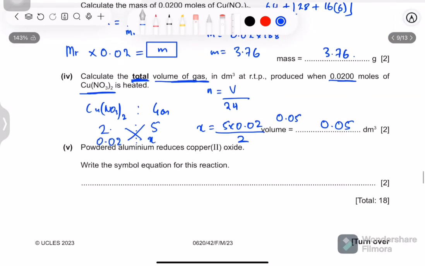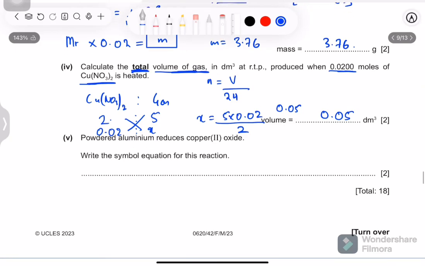Next, powdered aluminum reduces copper oxide. Write the simple equation for this reaction. Now reducing means whether you are decreasing the oxidation number of an element, or whether you are removing oxygen from the element.